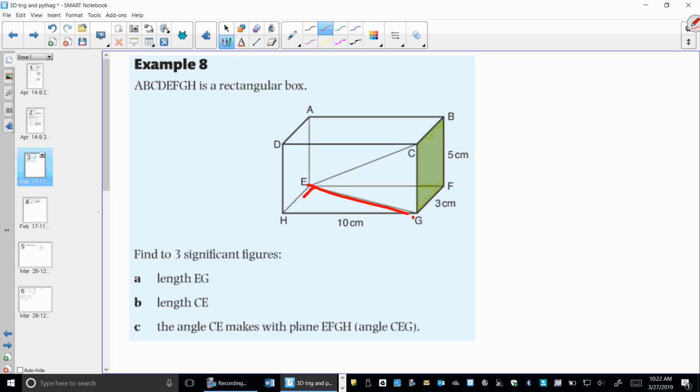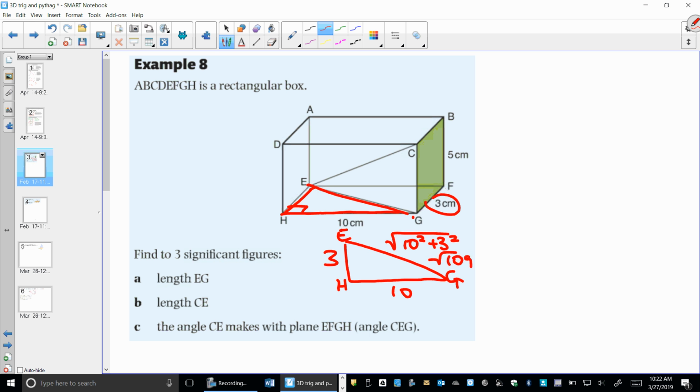We will see that there's a right angle triangle there. So if we were trying to find EG, that's going to be my hypotenuse. This bit would be my other letter H. And so HG, you can see from the diagram, is 10, and EH would be the same as this, so that's 3. So that's going to be 10 squared plus 3 squared. So that's root 109.